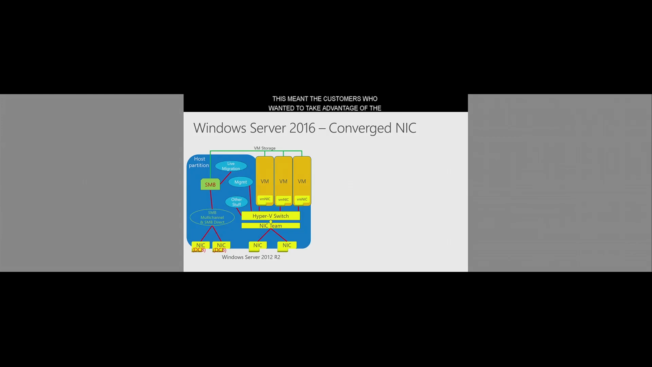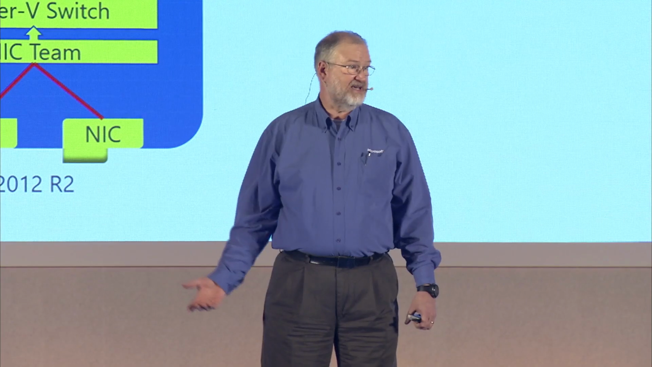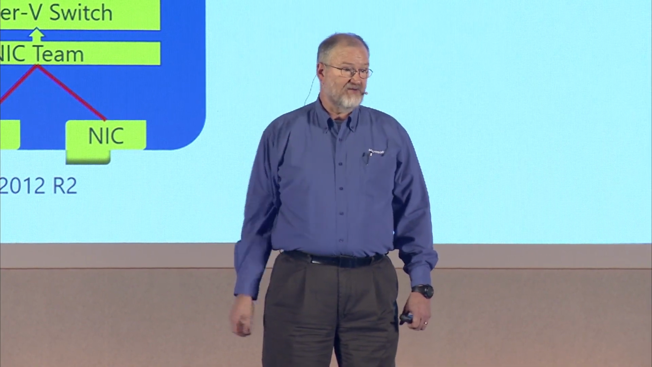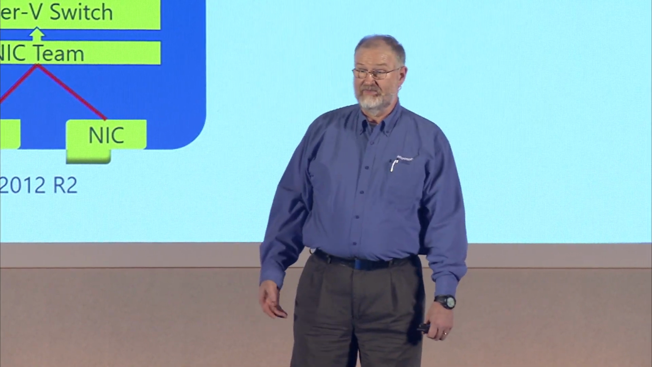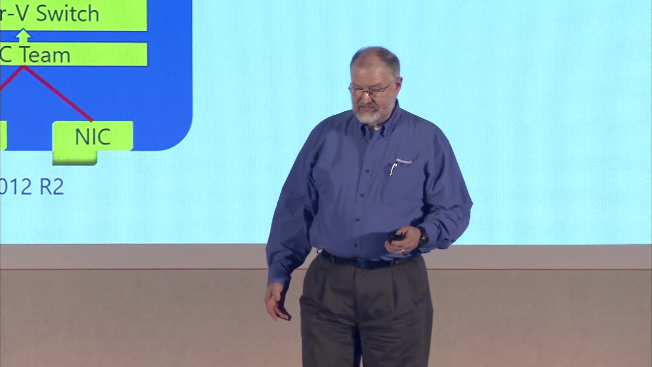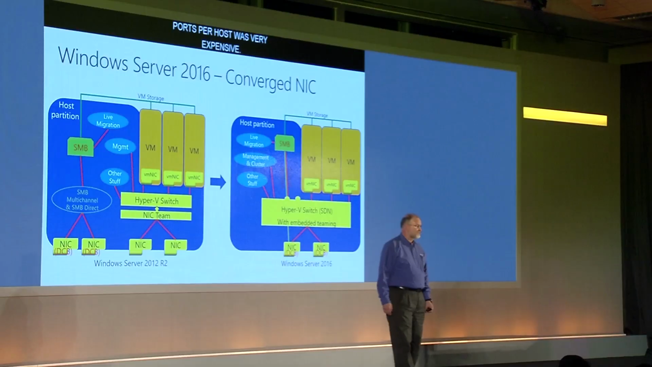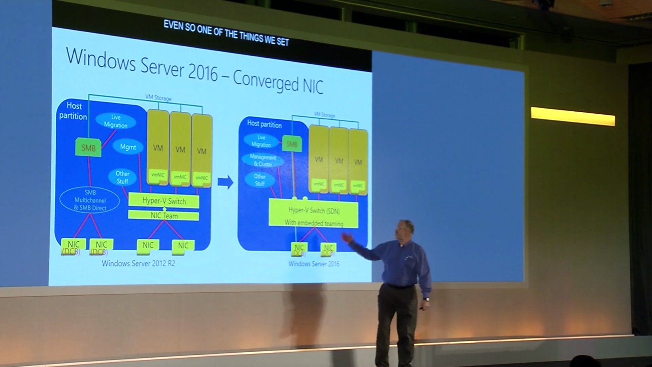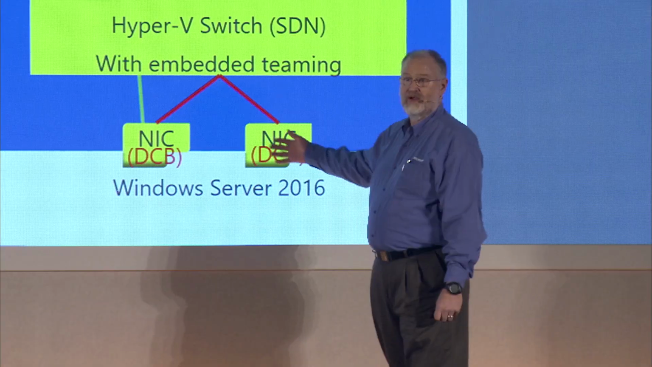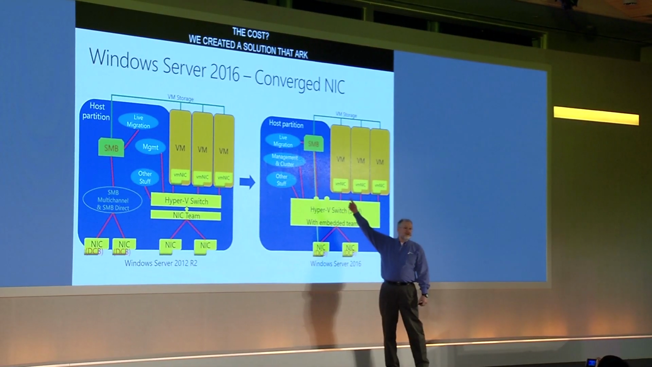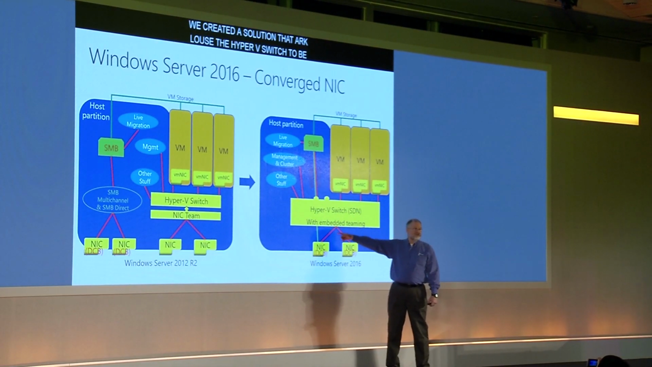This was expensive. Back in Server 2012 days, as you can imagine, having 4 10-gig NIC ports and 4 10-gig switch ports per host was very expensive. Today, it's much more reasonable. But even so, one of the things we set out to do was say, how do we reduce the cost? And what we did was we created a solution that allows the Hyper-V switch to be RDMA aware, and for the virtual ports that go to the host OS to do RDMA directly through the switch.